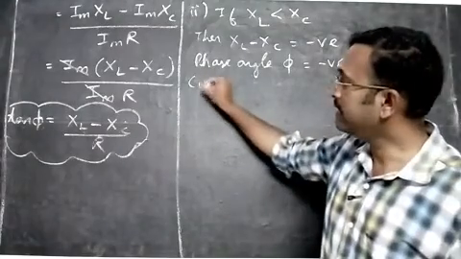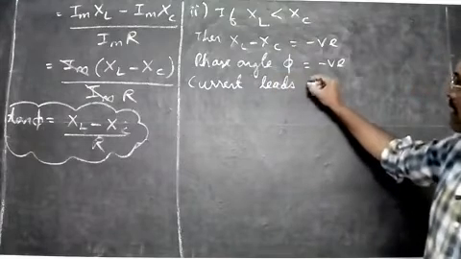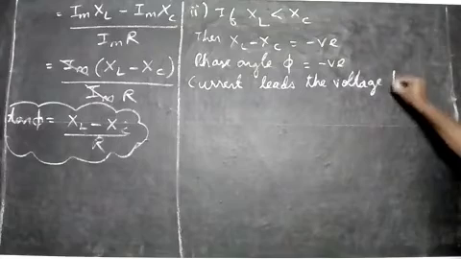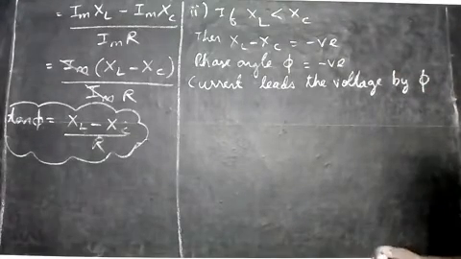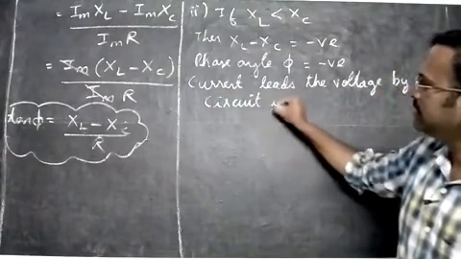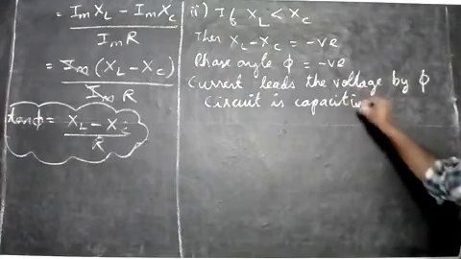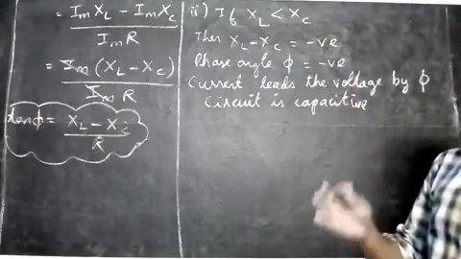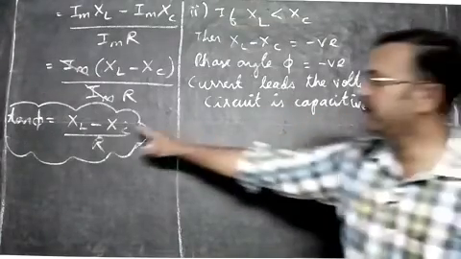The current is more, so the current will lead the voltage by phi. Current leads the voltage by 5 degrees. And now you see the circuit here will be capacitive. I forgot to write the first one: for the first special case, the circuit was inductive. Now in this case, the circuit is capacitive because we have Xc more now.